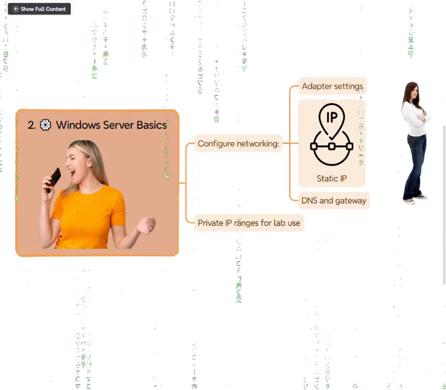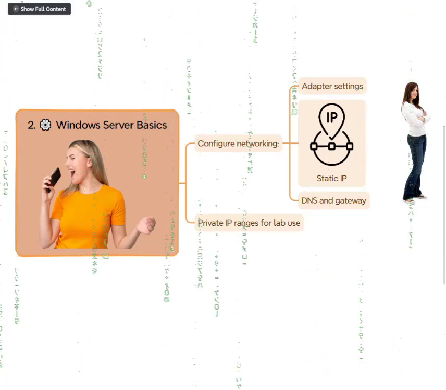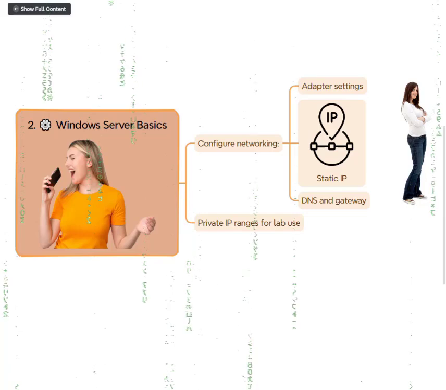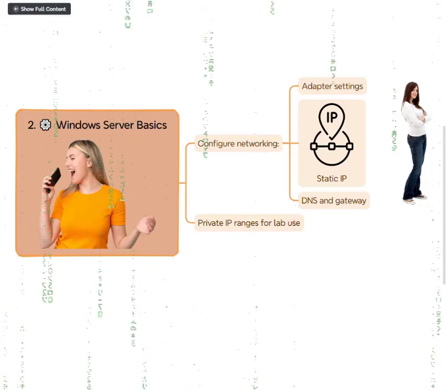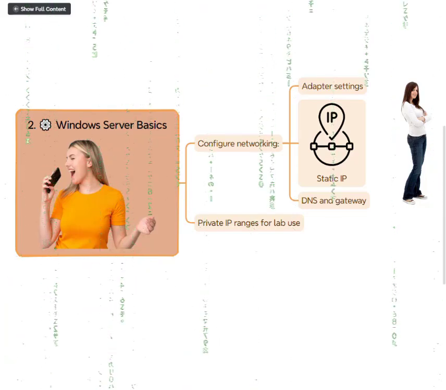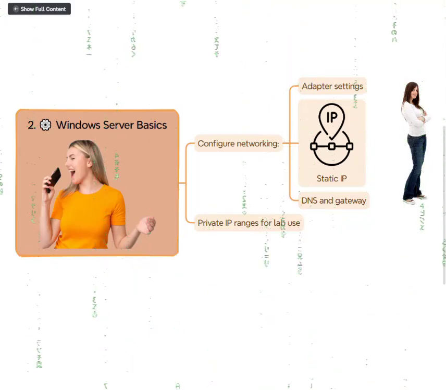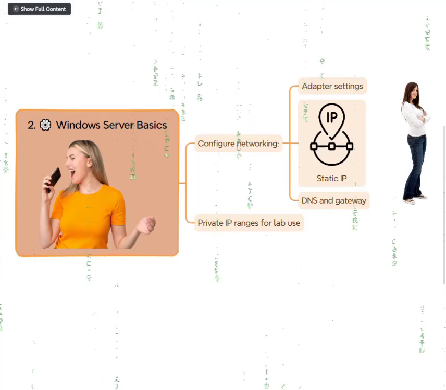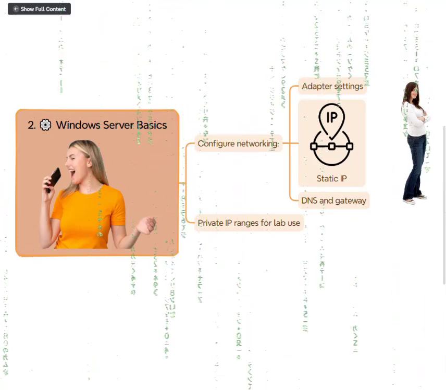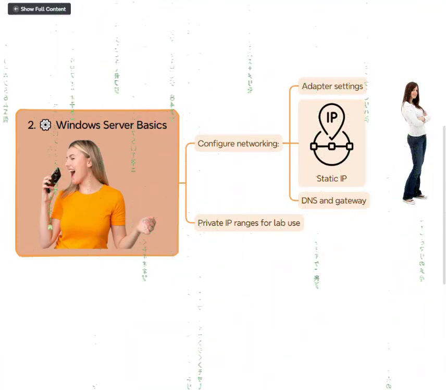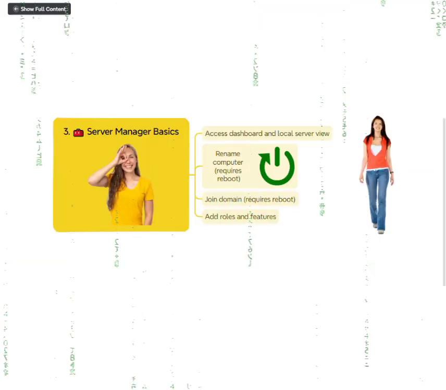For training purposes, you'll typically use private IP ranges so you don't mess with anything on the real internet. These settings are pretty consistent across different Windows Server versions. So if you're familiar with any Windows network config, you'll feel right at home. It's like setting the scene before a play begins. Nothing works without it.